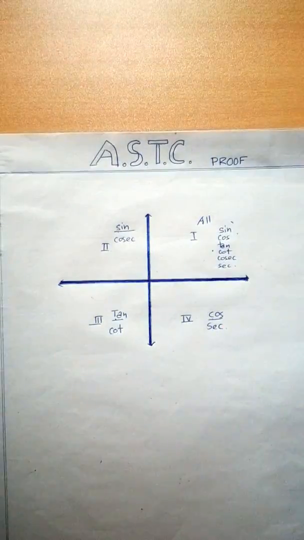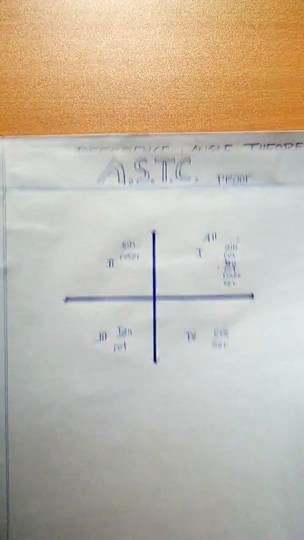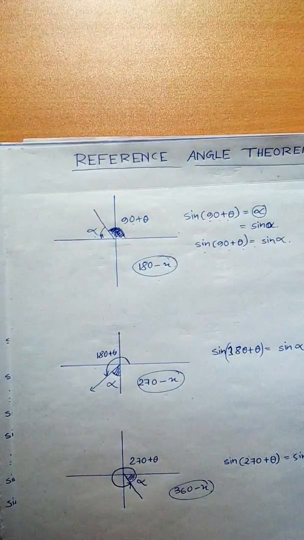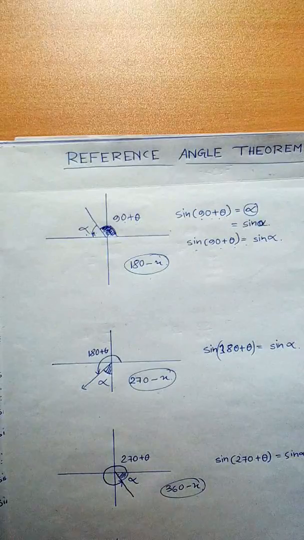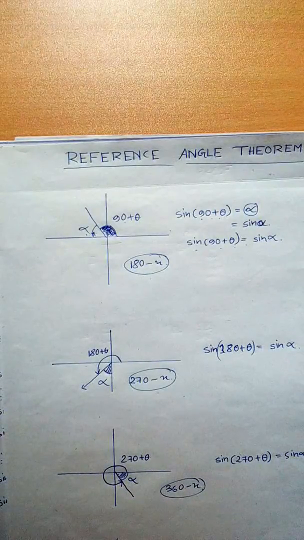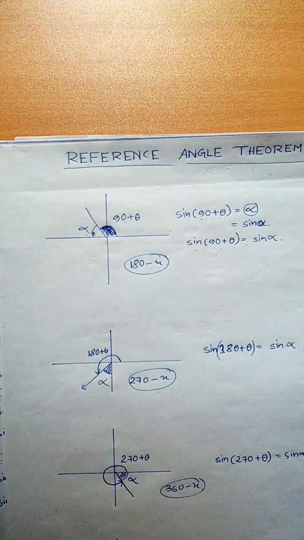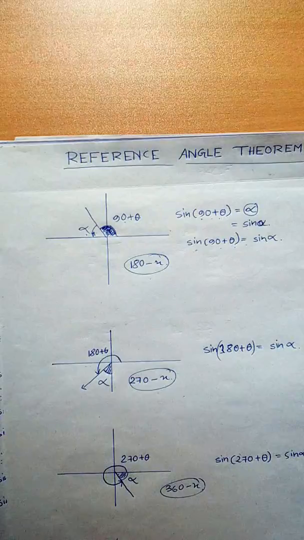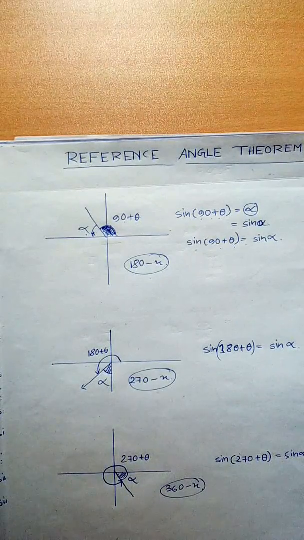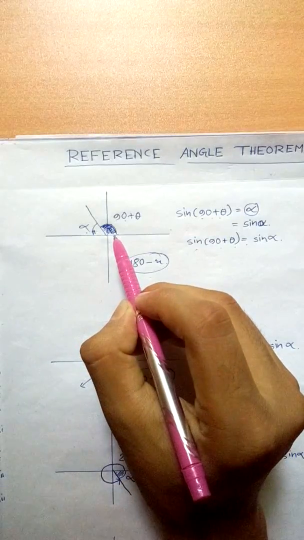Okay, before the proof you have to know a very important theorem, that is the reference angle theorem. As you may know, every angle is related to another angle in one way or another. Remember, every angle is related to another angle in one way or another. Okay, meaning every angle can be represented by some other angle.